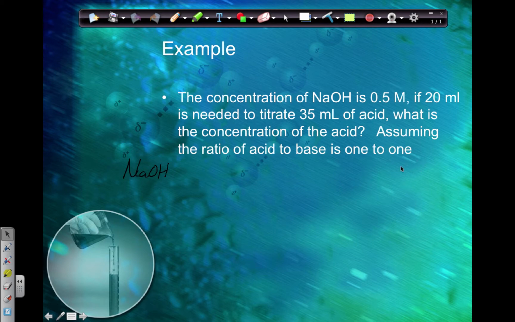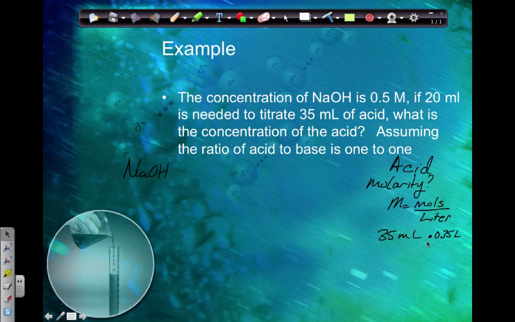All right, so you know that for this, you have sodium hydroxide, and you have an acid. You're looking for the concentration of the acid. So I want the molarity of the acid, and I know that molarity is equal to moles divided by liters. What else do I know about the acid? I have the 35 milliliters of acid, so that's going to be 35 divided by 1,000 will be 0.035 liters, and I'm converting it to liters because I need molarity, which has to be in liters. So I need my moles of acid.